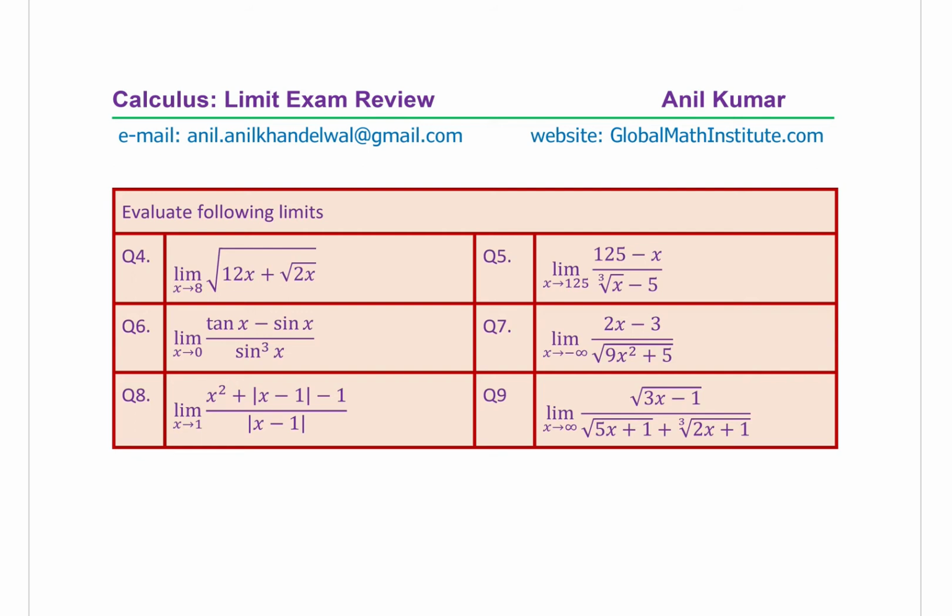And the last question here is, you need to find the limit of square root of 3x minus 1 divided by square root of 5x plus 1 plus cube root of 2x plus 1, when x approaches an infinitely large value. So pause the video, copy these questions, solve them, write down your answers, and then look into my suggestions. I'll be providing the suggestions in the second part of the video.